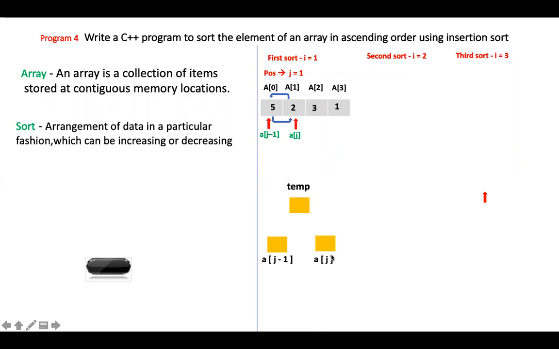Okay, in a of j, what value do we have? We have 2, right? In a of j minus 1, what value do we have? 5. Now we have to interchange. So I'll shift this 5 over here and I'll shift this 2 from here to here. So we cannot do it directly. That is why we have used a third variable, an empty variable, temporarily to exchange the values.